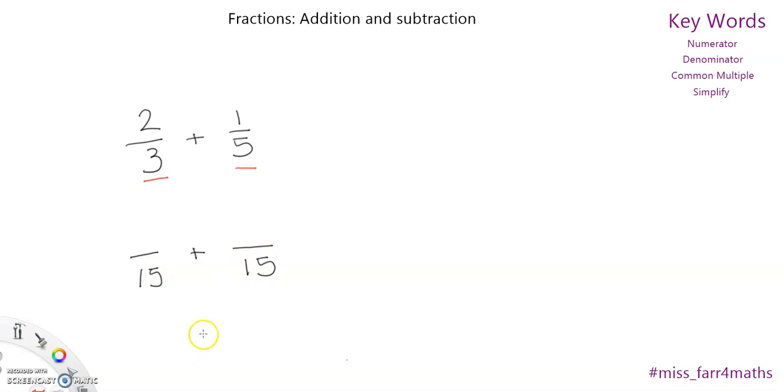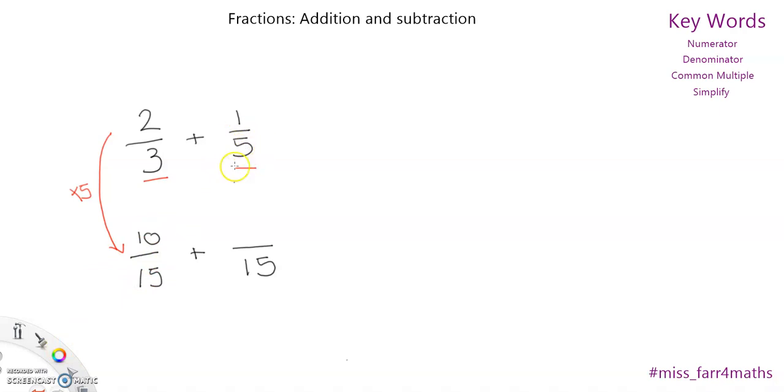Now whatever we do to the denominator, we also have to do to the numerator. So what did we do to get 15 from 3? What did we times 3 by? Well, we times it by 5. So if we times the bottom by 5, we also have to times the top by 5. So 2 times 5 would be 10.